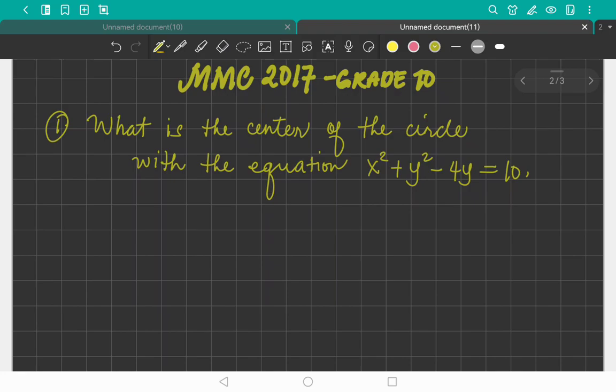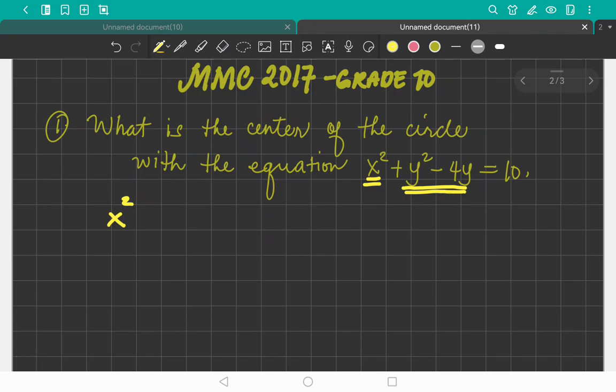So the question is, what is the center of the circle with the equation x squared plus y squared minus 4y is equal to 10? So how are we going to solve this one? As we look at the equation, we have a term here with an incomplete portion of the quadratic equation. This one, of course, has no middle term, so we will retain this as x squared.